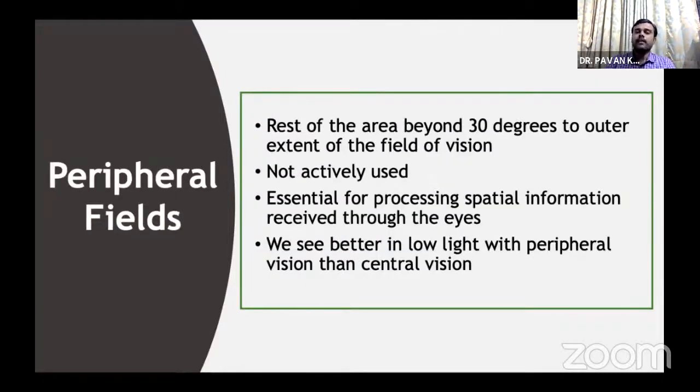The peripheral field comprises the rest of the area beyond these 30 degrees to the outer extent of the field of vision. This is not actively used, but it is as essential as the central field. It is essential for processing the spatial information received through the eyes. In low light, we see better with the peripheral field compared to central vision because of the greater number of rods in the periphery.